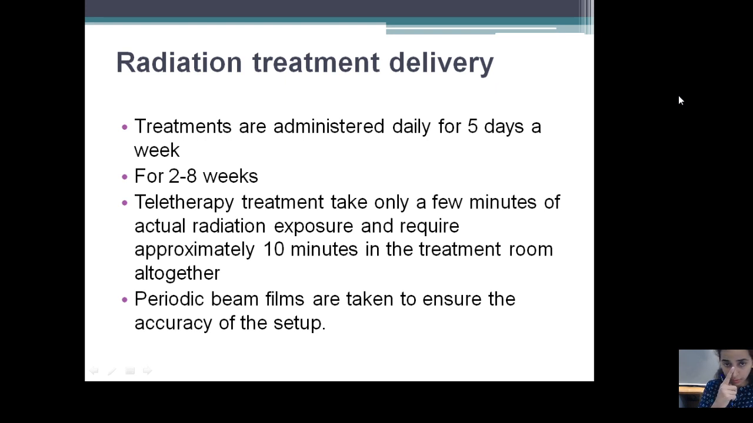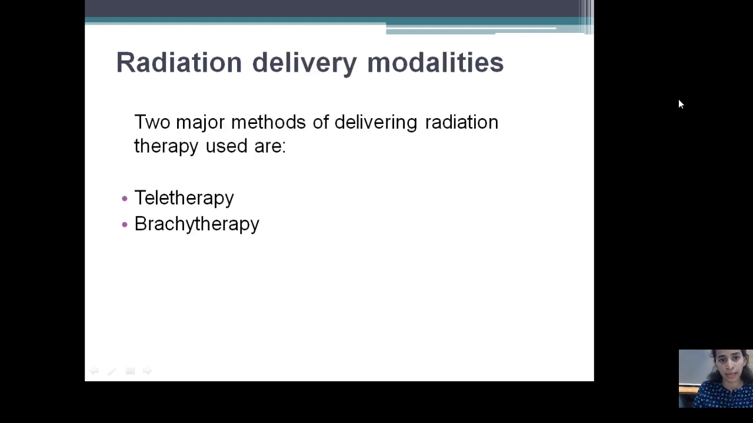Then radiation treatment delivery, the actual delivery process. And this was about the planning. So we made the consultation, we have done the simulation, we have made the immobilization devices, then we are doing the actual treatment delivery. The treatments are administered daily for 5 days a week for 2 to 8 weeks depending on the tumor. Teletherapy treatment takes only a few minutes of the actual radiation exposure and requires approximately 10 minutes in the treatment room altogether. Periodic beam films are taken to ensure the accuracy of the setup. We have different modalities, which are teletherapy and brachytherapy. We'll talk about these in detail.